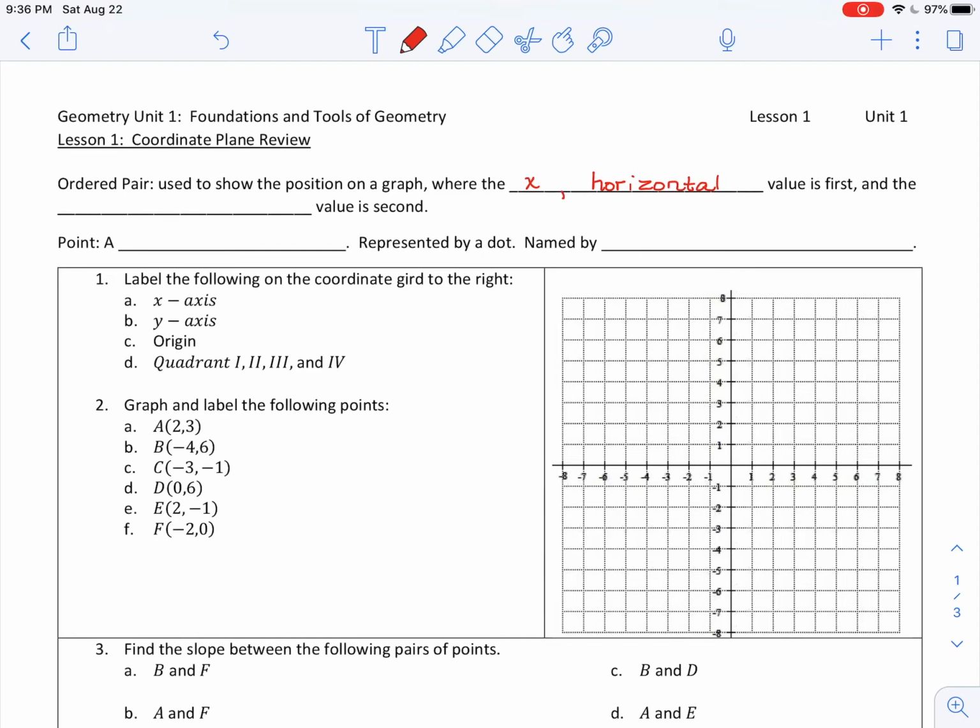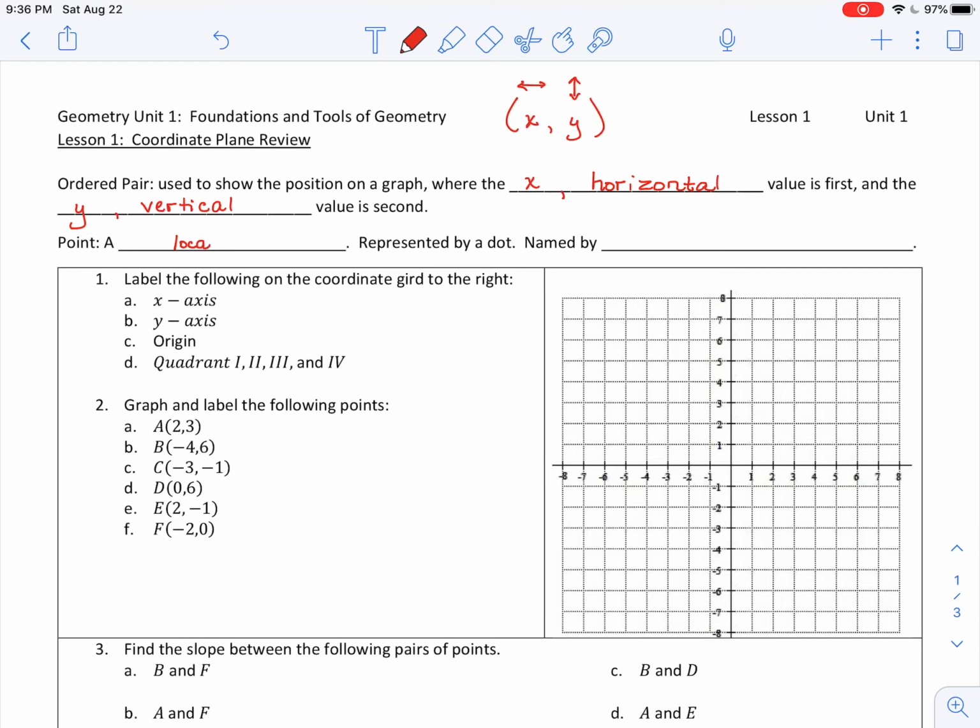So when we have an ordered pair, it's first x, then y. It always goes alphabetical order. And the y, the second value, is the vertical up and down value. Y goes up and down like a yo-yo. So the first number you see is how far left to right. Second number, up and down. Xylophone, yo-yo.